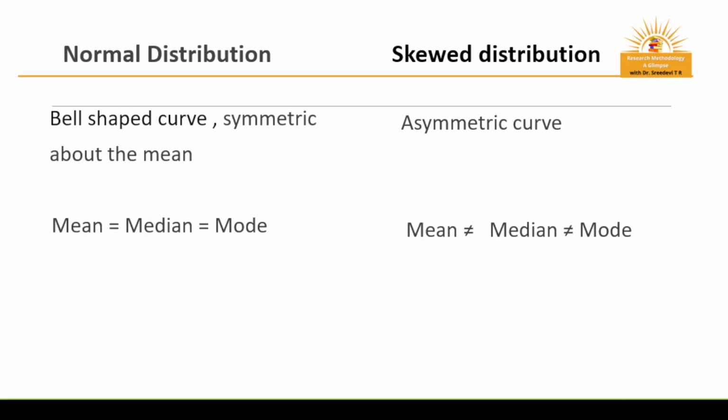Data is found to be distributed equally on both sides of the central value. Thus, when the graph is drawn, it is found to be in the shape of a bell and bilaterally symmetrical. Mean, median and mode are equal in a normal distribution. In a skewed distribution, mean, median and mode are not equal.